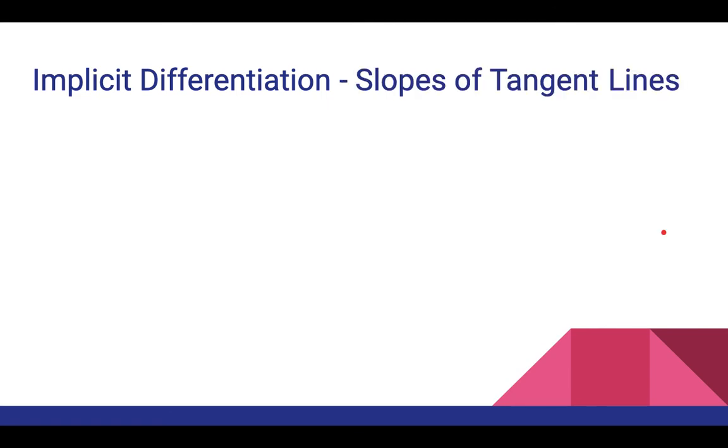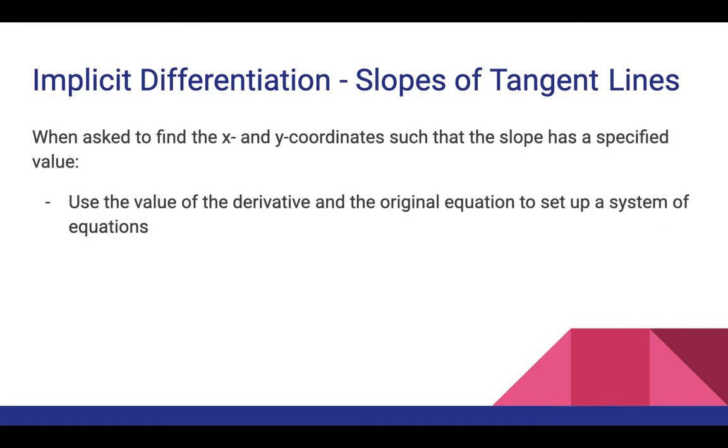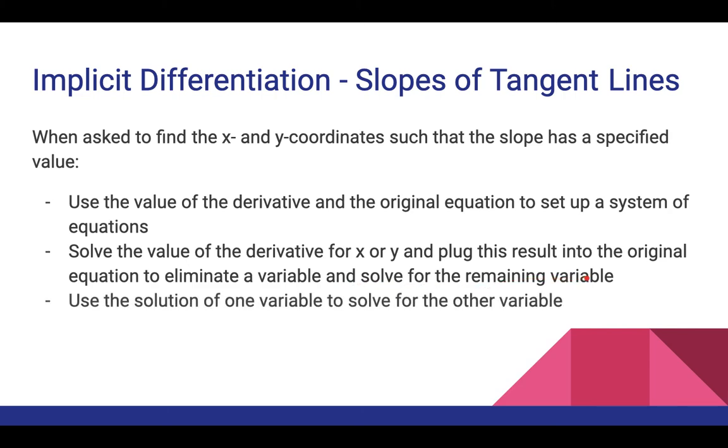For implicit differentiation and slopes of tangent lines, when asked to find the x and y coordinates where the slope has a specified value, whether it's a specific numeric value or it's 0 or a vertical tangent line, we use the value of the derivative and the original equation to set up a system of equations. We solve the value of the derivative for x or y and plug this result into the original equation to eliminate a variable and solve the remaining variable. We then use the solution of one variable to solve for the other variable from that system of equations.